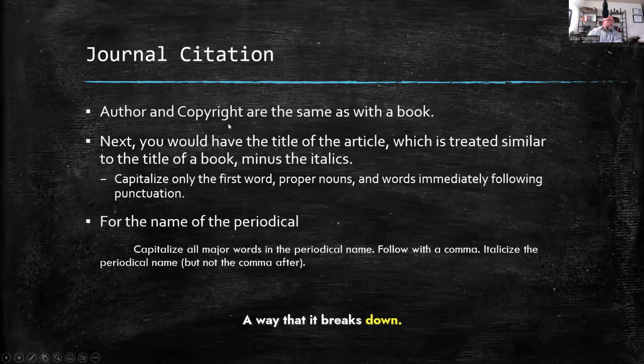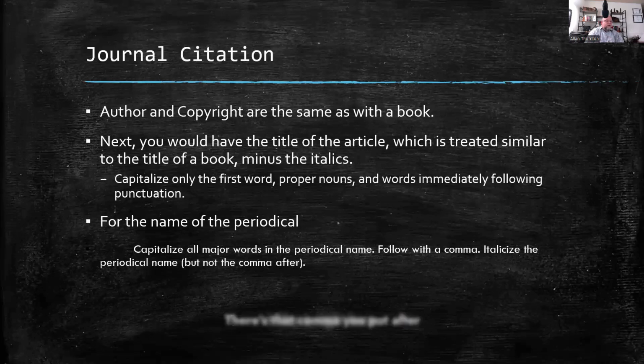A way that it breaks down, like I said, the author and the copyright are done the same. Then you get to your title, then the name of the periodical. You capitalize all major words in the periodical name, followed with a comma. Italicize the periodical name, but not the comma that's after it. And that's difficult to remember. You're likely not going to see me take a point off if you forget to remove the italics. If you leave that in italics, I'm probably not going to take that point off because that's real difficult to remember. But you will run into professors that are sticklers for it, so keep that in mind.